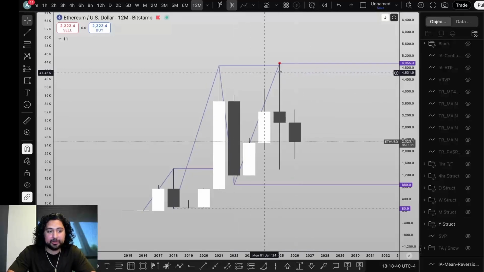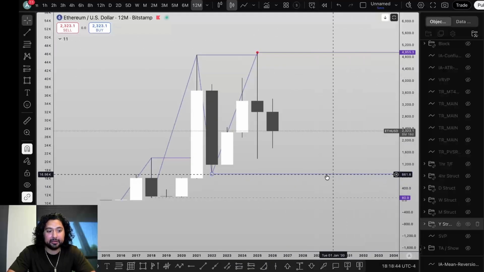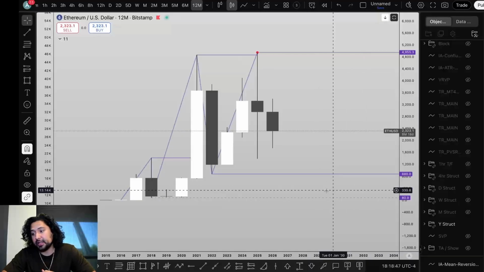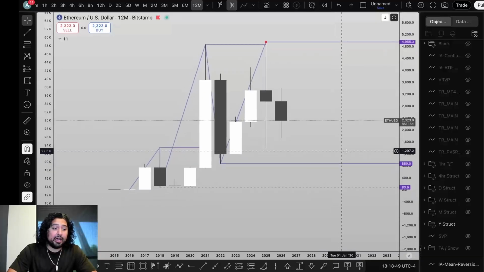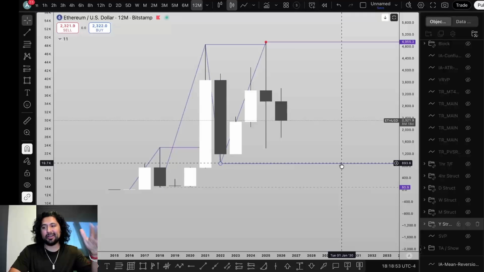All right, now doing Ethereum, same thing, zooming in on the yearly time frame. What happened? We had a sweep of the highs. We had an SFP. To confirm this SFP, now we're moving down lower. We have to close underneath $880. I don't think on the yearly time frame we could get down to $800.